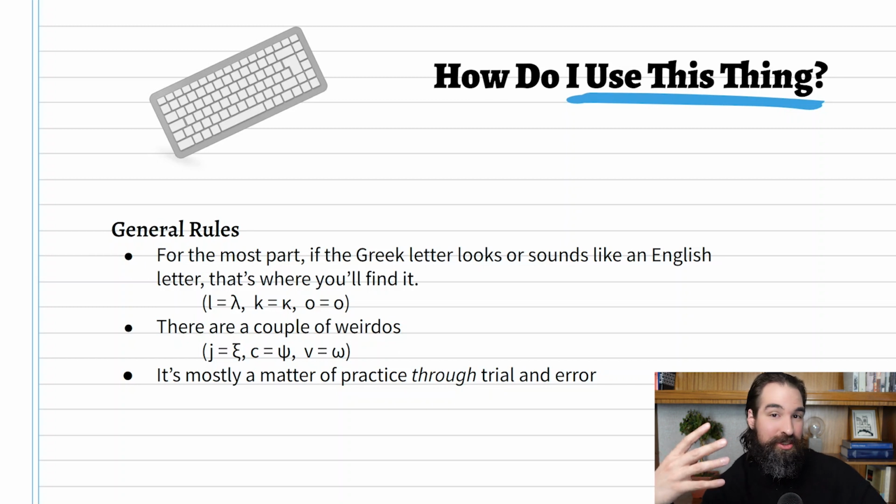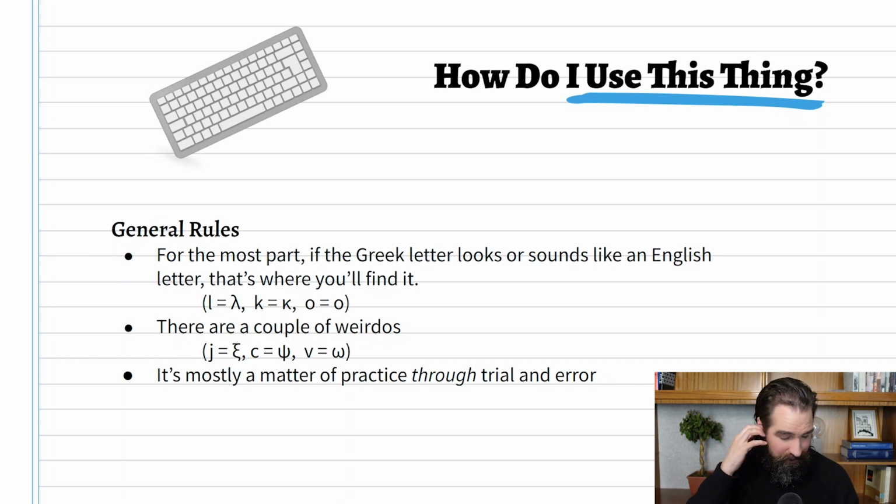And then, how do I use this thing? What's that mean? There's a learning curve to typing in Greek. Some general rules will help. The first general rule is that, for the most part, if a Greek letter sounds like an English letter, it's going to be that letter. So, for example, tav, the one that looks like a T. If it looks like a T, you could try T. Hit the T, and you'll realize that T on the English keyboard is, in fact, tav.